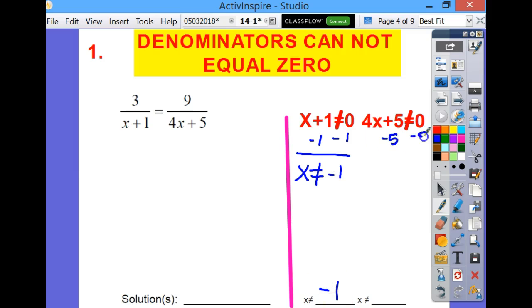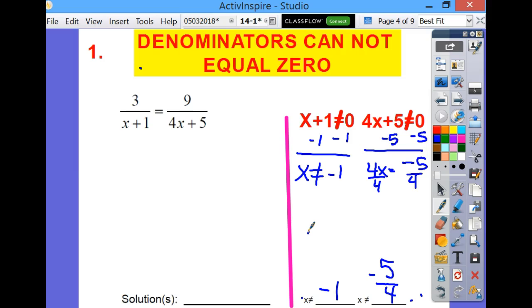We're going to subtract 5 and divide by 4. And these are what x cannot be equal to. We're going to be talking more about what that means tomorrow. This is why x cannot be equal to those numbers: if I substituted a negative 1 in here, it would make the denominator equal to 0, and that is never allowed. Okay, this is what x is not equal to.